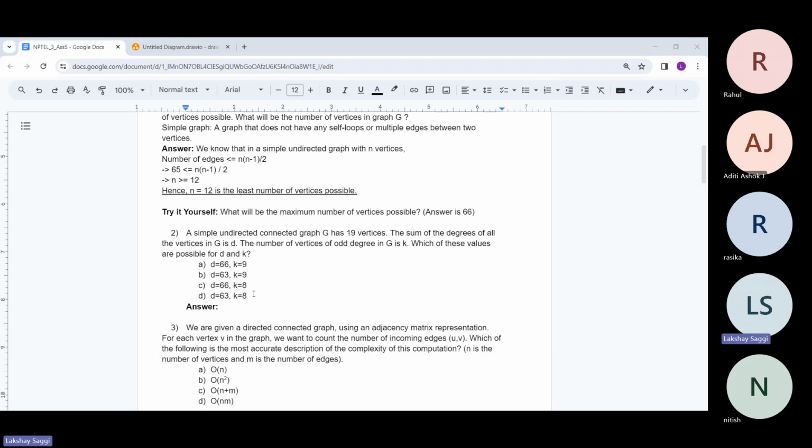I believe now the answer should be clear to everyone. What should be the answer out of these A, B, C, D? Would anyone like to answer in chat? Maybe I should just write down the solution by then.